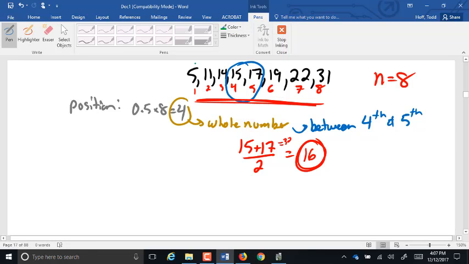If you were crossing off the smallest and largest, you would get down, there'd be 2 numbers in the middle, so you'd do the same thing. You'd add them together and divide by 2.